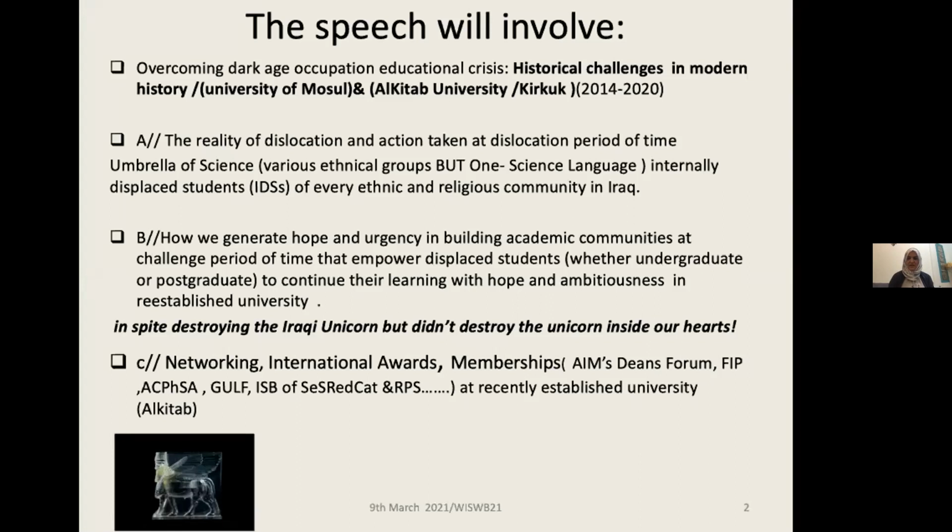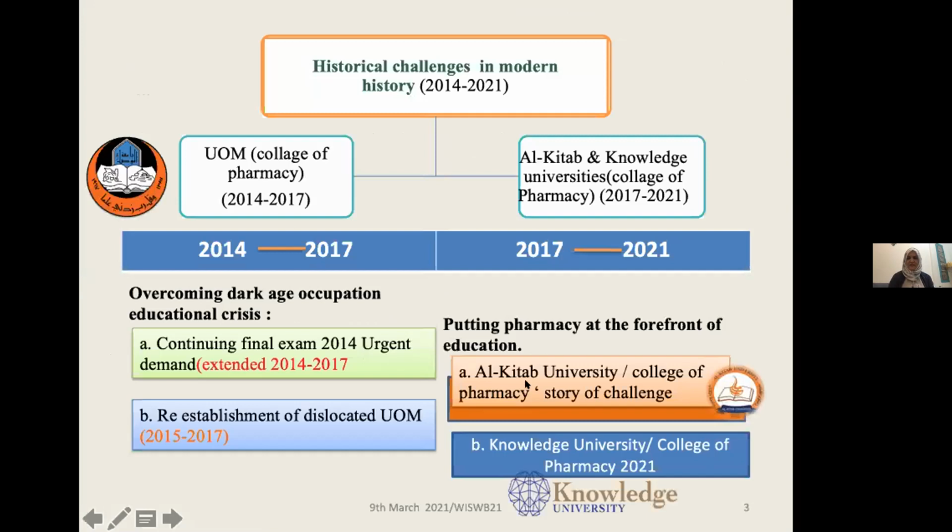And then networking, what we work for in networking and international awards, memberships, IMS Dean Forum, Gulf ISB of Selenium Sulfur Redox Catalyst, and Royal Pharmaceutical Society at the recently established university at Al Kitab and then at Knowledge. So mostly the historical challenges will be divided into two periods of time.